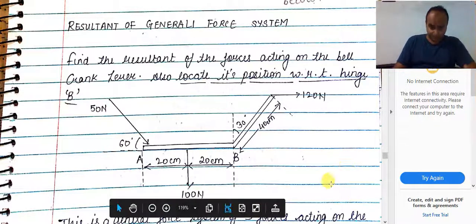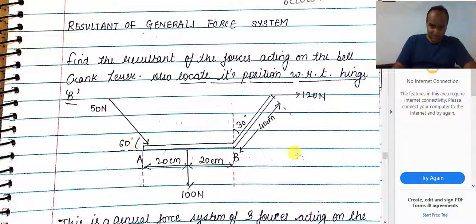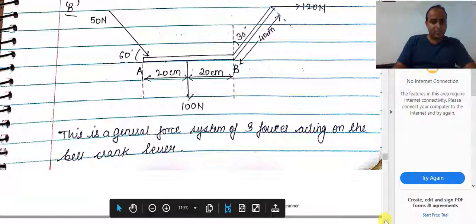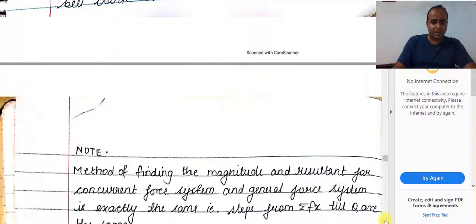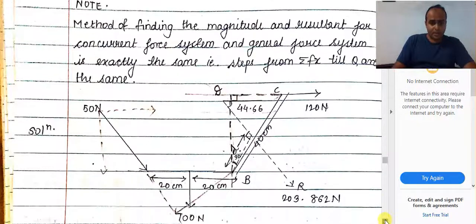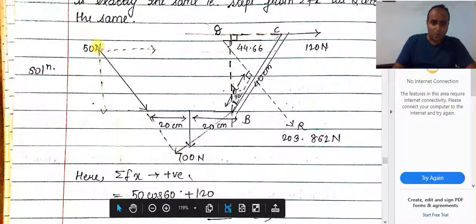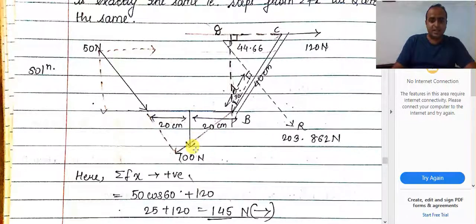Now let us see how the FBD goes. As you can see the entire diagram, only this particular force is at an inclination, 50 Newton at 60 degrees. Only this will be resolved. So let us see how the FBD will be drawn. As you can see, this is the general force system of three forces acting on the bell crank lever. Okay. So now let us go with the first step of the FBD. As you can see, in the FBD only the 50 Newton force is resolved. This 100 Newton is taken as it is, down, and this 120 Newton is taken towards right.